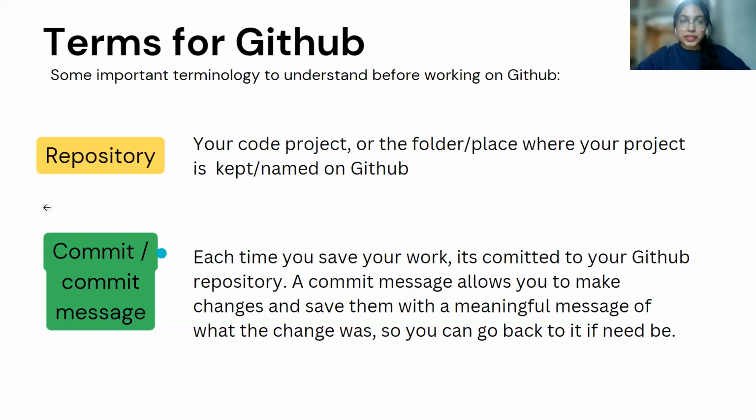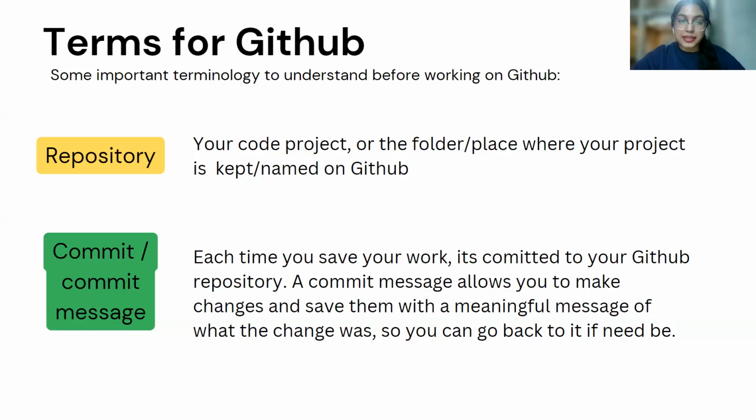So terms for GitHub. So repository, which is something that we talked about before, GitHub hosts repositories. And what does a repository mean? It's basically just a code project, or the folder or place where your project is kept and named on GitHub. And we'll look into that in just a second.